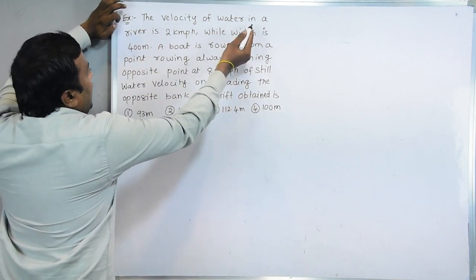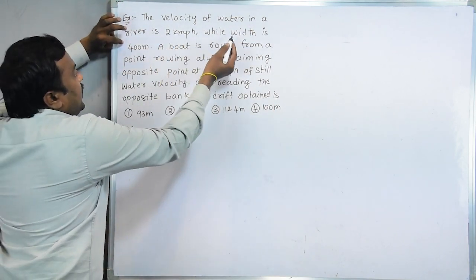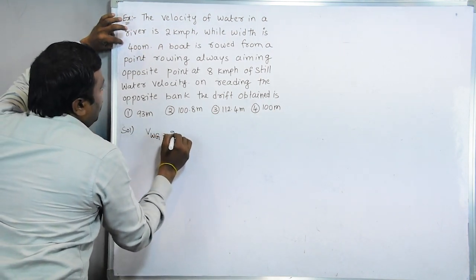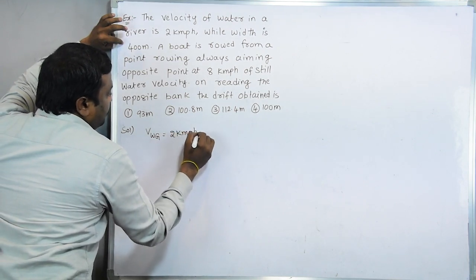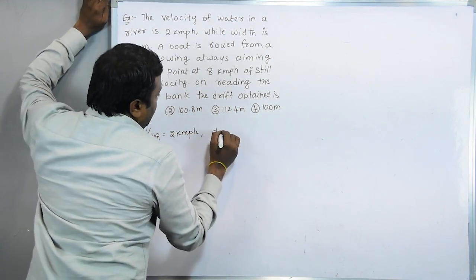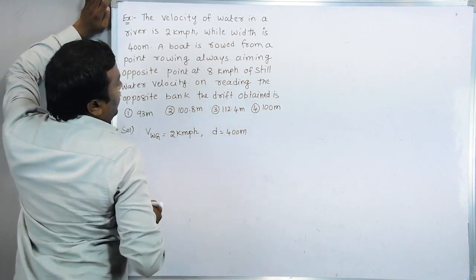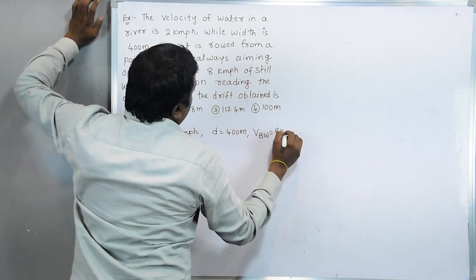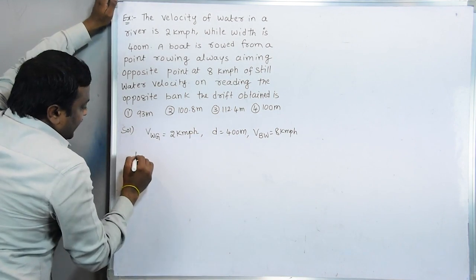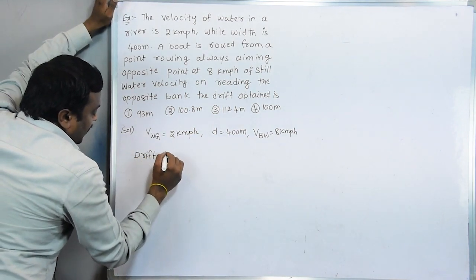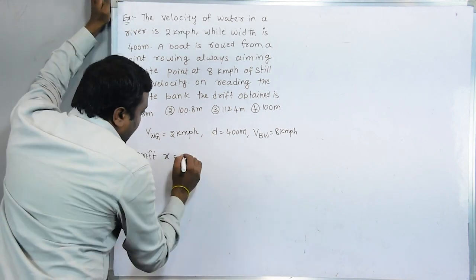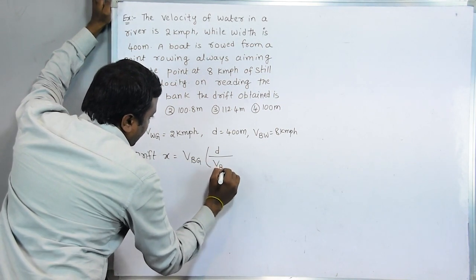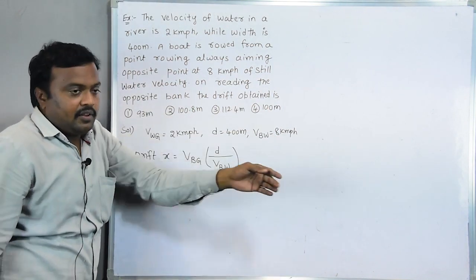So first, what he gave: velocity of water in a river is 2 kmph, nothing but velocity of water with respect to ground, 2 kmph. Distance, width 400 meter, he gave. And one more, velocity of boat with respect to water is also 8 kmph. Now we derived the drift, that is x: velocity of water with respect to ground into d by velocity of boat with respect to water. Now we derived the formula.